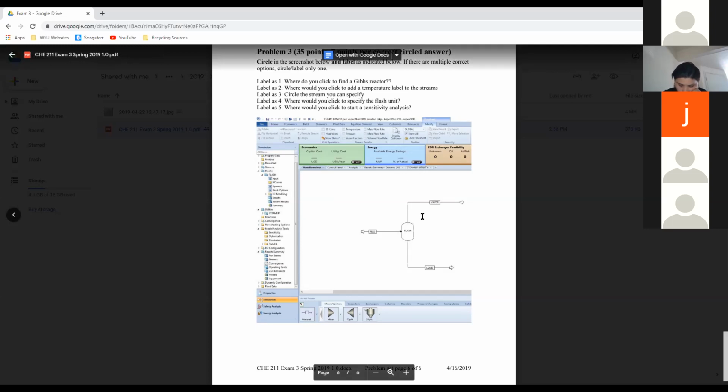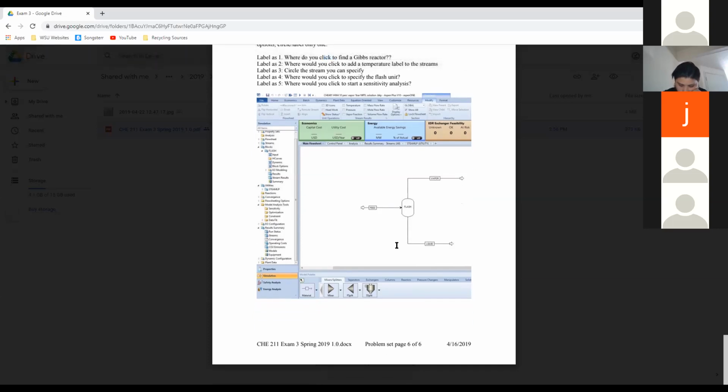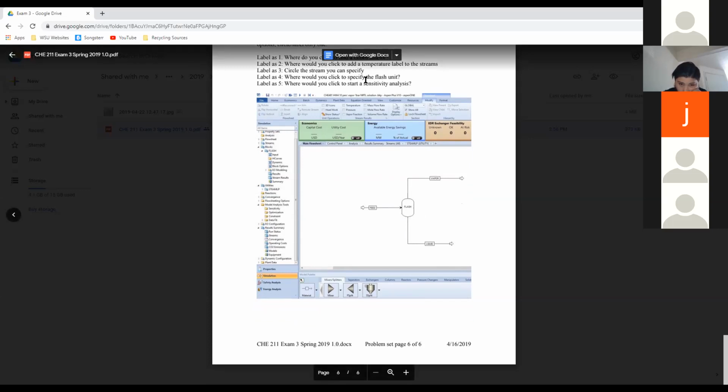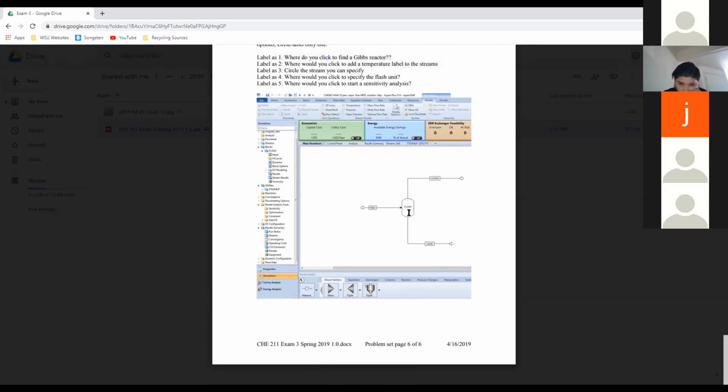Circle what stream you can specify. Well, we know that we can only specify feed streams if we don't do some fancy work behind the scenes. So feed. Where would you click to specify the flash unit? Well, there's actually 3 answers to this one. Double click on flash, right click on flash and then click input, or on blocks under flash, input here. That's the same thing. There's multiple ways to do it, and all of them are the exact same.